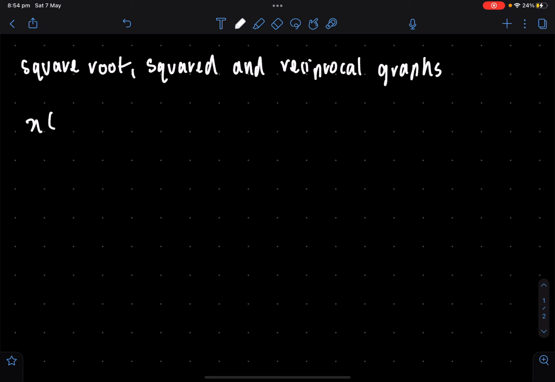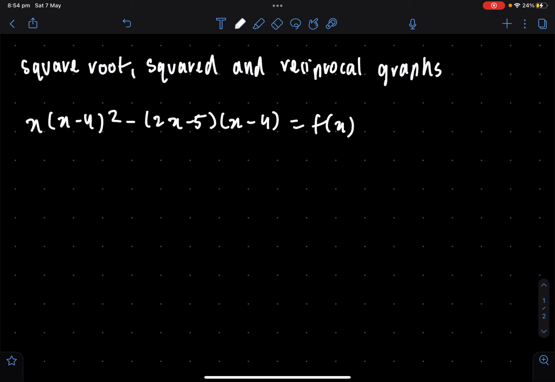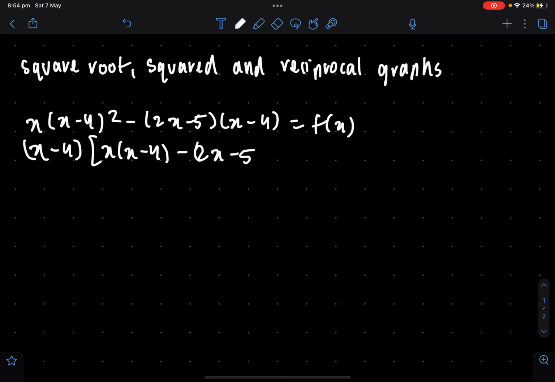First example, (x minus 4) whole squared minus 2x minus 5, x minus 4. And this is our f of x. Now, we see that x minus 4 is on both of these terms, so we can factor that out. Times (x minus 4 minus (2x minus 5)). And that is our function.